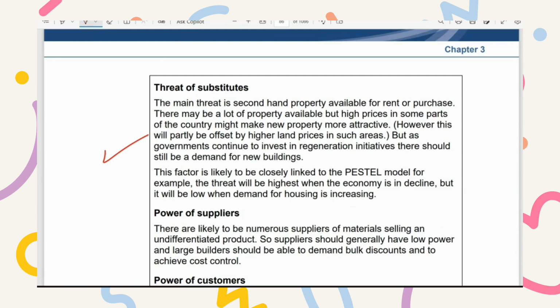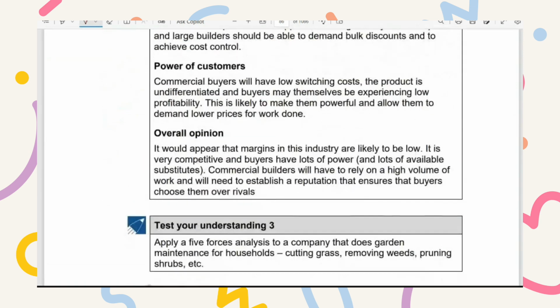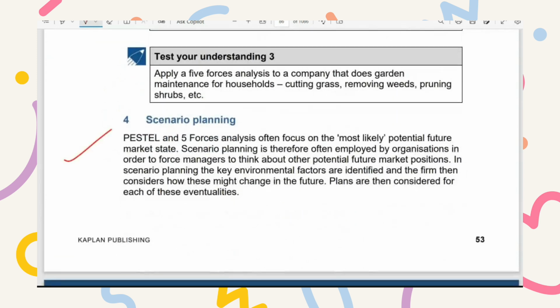Threat of substitutes: how the threats arise, and how firms can be careful and cautious about this factor. This factor is likely to link closely with the PESTEL model. For example, the threat will be highest when the economy is in decline, but low when demand for housing is increasing. They have given an example of a housing project. Power of suppliers, power of customers, overall opinions.